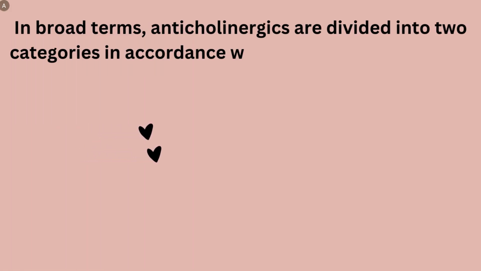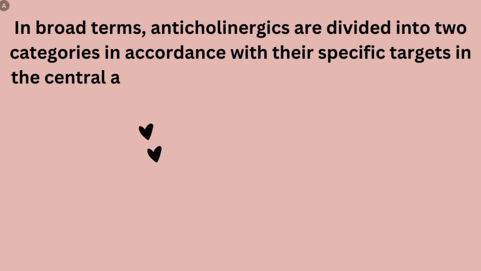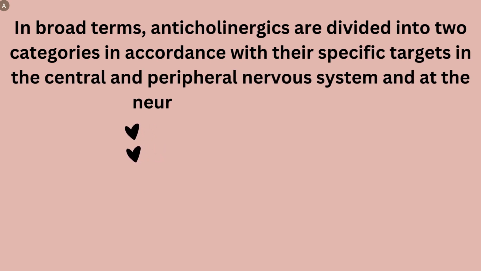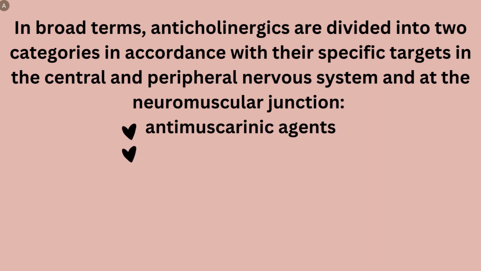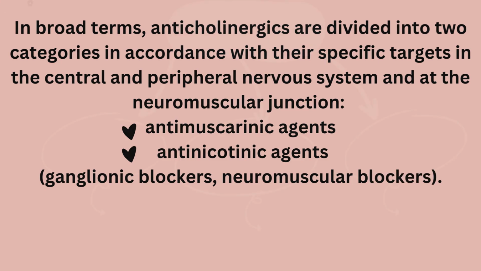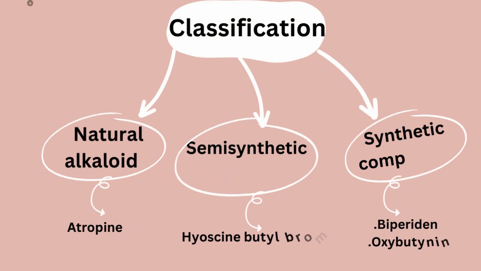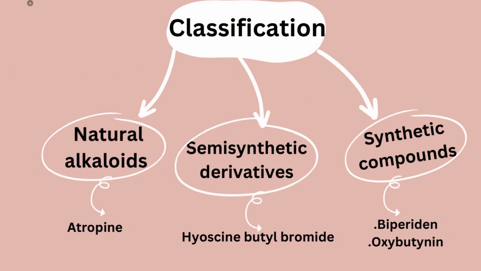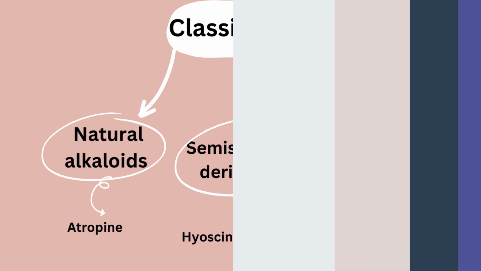Anticholinergic drugs can be divided into two categories according to their specific targets and receptors in central and peripheral nervous systems, and at neuromuscular junction, to antimuscarinic agents and antinicotinic agents. Also, they can be classified according to their source to natural alkaloids such as atropine, scopolamine, semi-synthetic derivatives such as hyoscine butyl bromide, which is the famous antispasmodic agent, and synthetic compounds such as piperidine, oxybutynin, pirenzepine, and ipratropium.